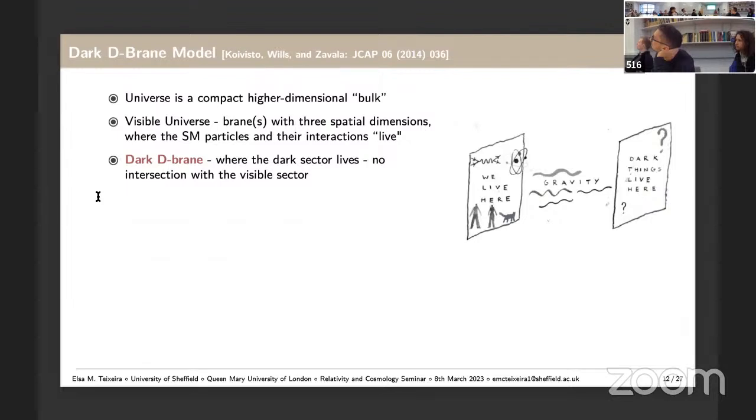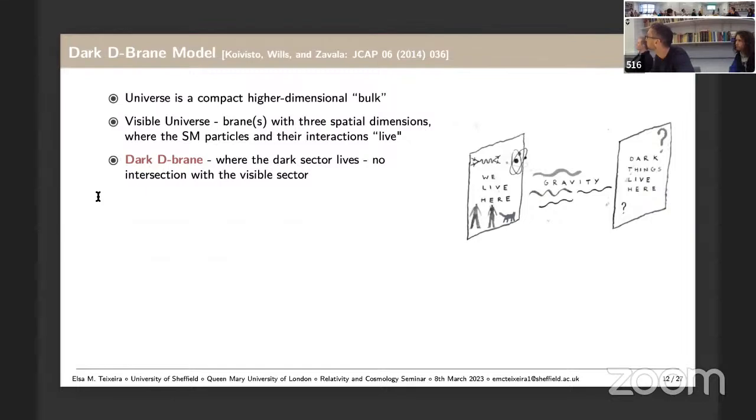And in this setting, we have the universe described as a higher dimensional bulk. So it would be all of this. And then we have to imagine that we will have what is called visible branes, which here I have just one, but it could be multiple, which are basically branes of lower dimensions that can be contained in the bulk, or they can have the same dimensions, but at least they should have three spatial dimensions, which are the ones we observe.